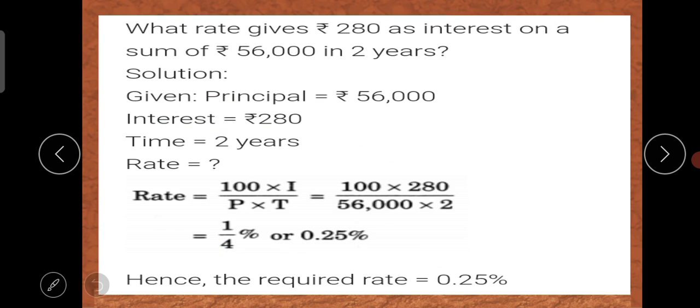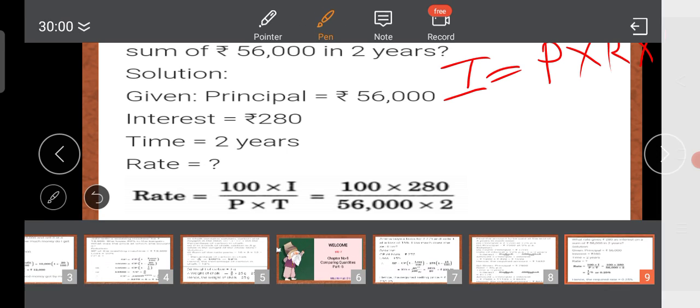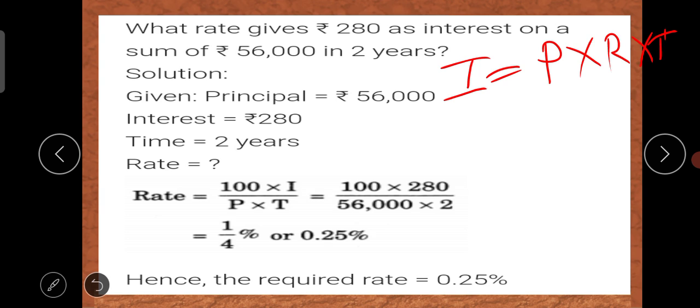Now next, question number 10, see. What rate is given for rupees 280 as interest on a sum of 56,000 in 2 years? In this question the principal is given, that is 56,000, and the interest is 280. In the last question we were finding the interest. Here the interest is given and you have to find the rate. So we are going to use the same formula that we use to find the interest. So I is equal to P into R into T upon 100.